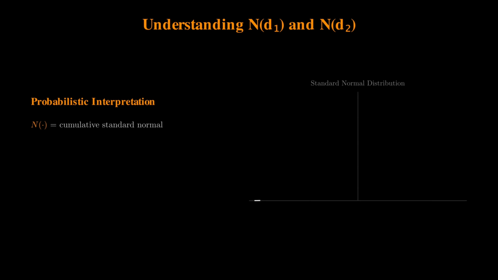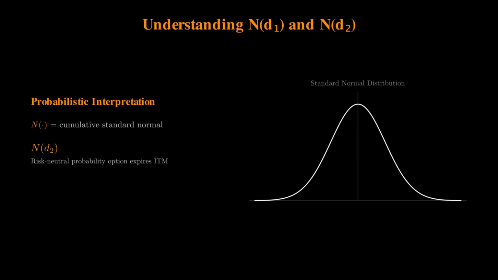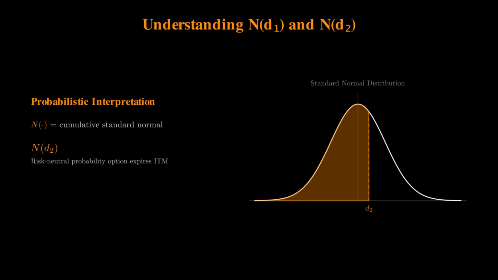N represents the cumulative standard normal distribution, the area under the bell curve. N of D2 represents the risk-neutral probability that the option expires in the money, the probability that the stock price exceeds the strike at expiration.